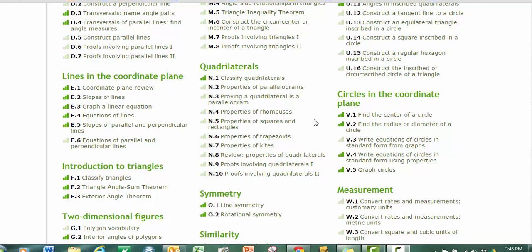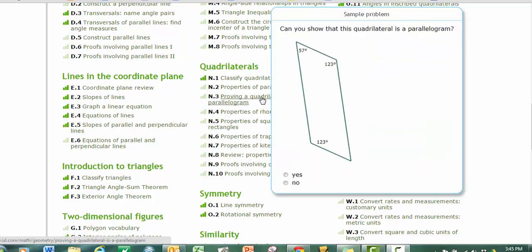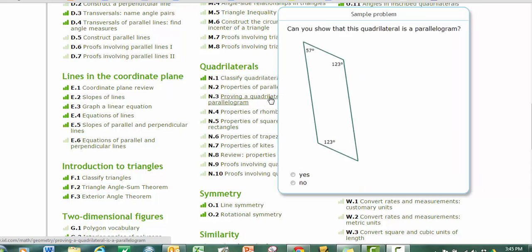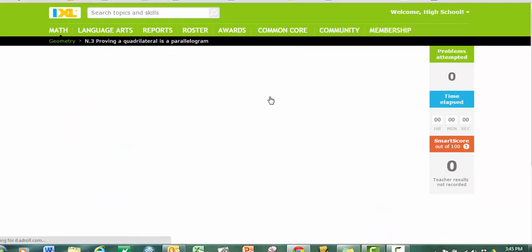Today you have two IXLs to do. The first one is N.3, proving a quadrilateral is a parallelogram. For this section, remember that you have 5 ways to prove that things are parallelogram. They come from section 6.3. Remember, they're not exactly the same as what was on the front of your sheet that we recorded. Remember, there's 5 of them.